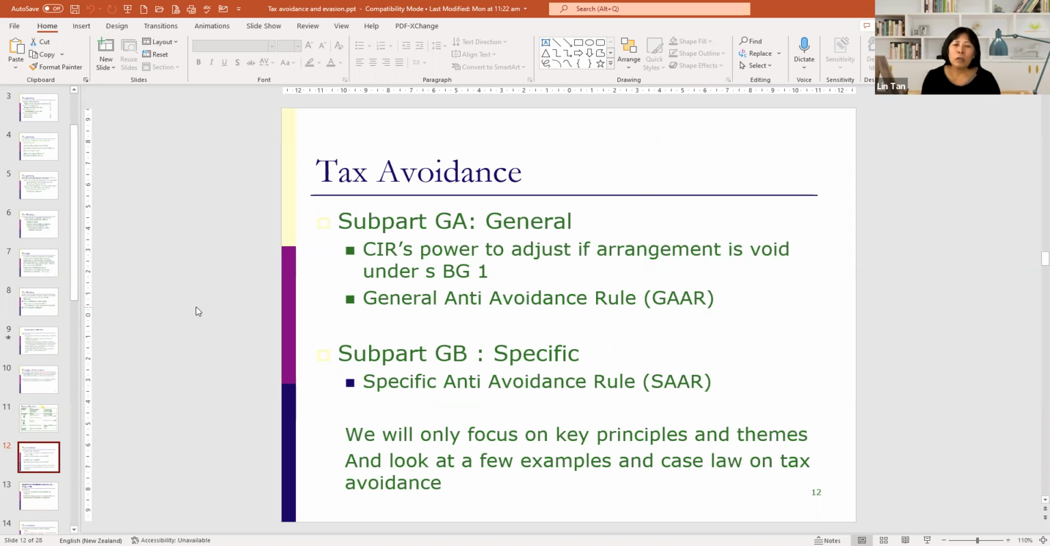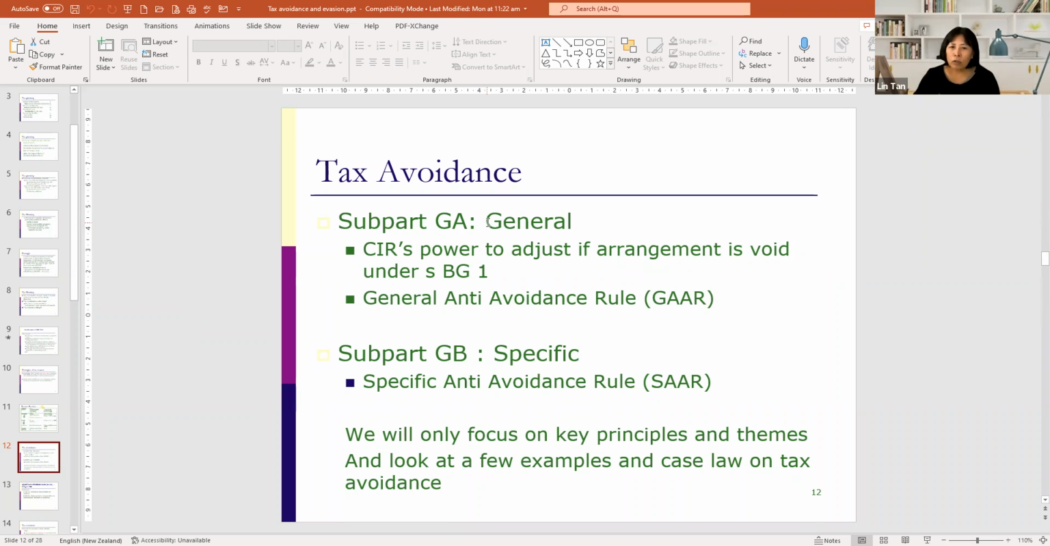Now, tax avoidance. Tax avoidance is a more complex area because, as I said, tax avoidance is legal. It's not illegal, but the Act will allow the Commissioner of Inland Revenue to adjust the amount if they think that it is a tax avoidance arrangement. So I'm going to go through some of the terms that they use in the tax avoidance provisions within the Income Tax Act. As I said, there are two main categories of tax avoidance.